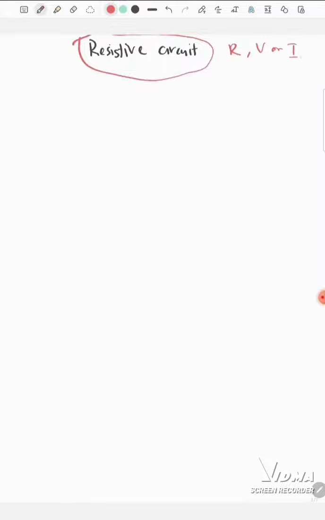Okay, we are supposed to go to a new chapter today. However, before we start with chapter 5, I would like to do some recaps on what you have learned in the previous chapter. Okay, so you have learned 4 chapters previously and all involve the resistive circuit. Okay, so the resistive circuit is the one that involves only the R and also V or I.